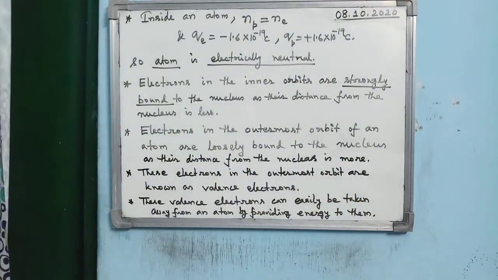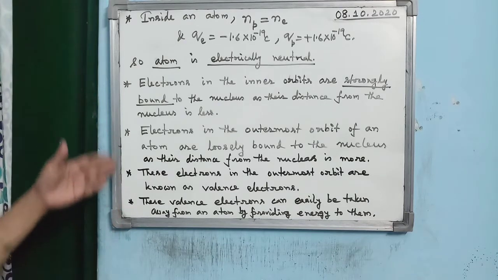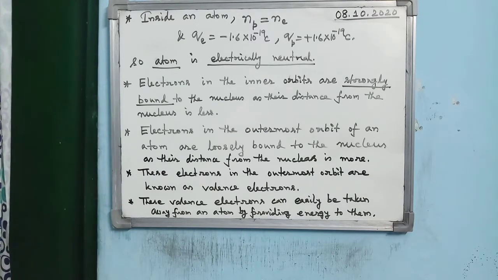So whatever I have said, I have just noted down here: inside an atom, Np equals Ne. N stands for number, P for proton, so Np stands for number of protons. So number of protons equals number of electrons. Charge of electron Qe is equal to minus 1.6 times 10 to the power minus 19 coulomb. Qp is equal to plus 1.6 times 10 to the power minus 19 coulomb. So the atom is electrically neutral.